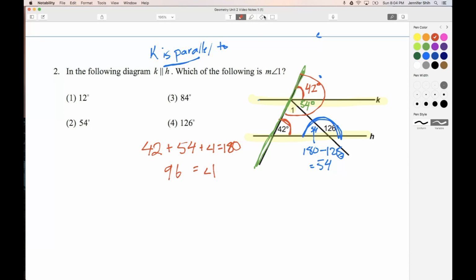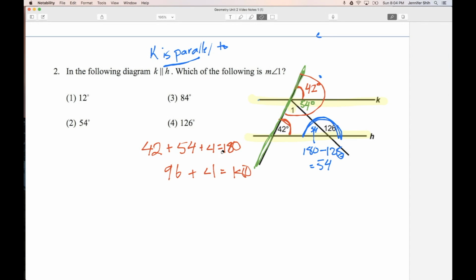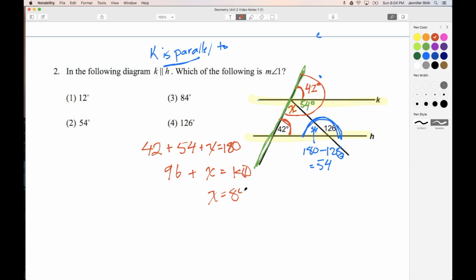Plus angle 1. This is our variable, angle 1, which could have been anything. I left it as angle 1, which is confusing, but how about I change it to an x? So this becomes x, this becomes x, and this becomes x. And then 180 minus 96 would be 84 degrees. And that was a long roundabout way using corresponding angles and alternate interior angles, but we also were able to practice our vocabulary as well.